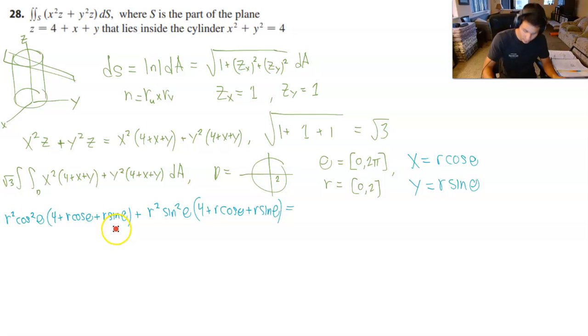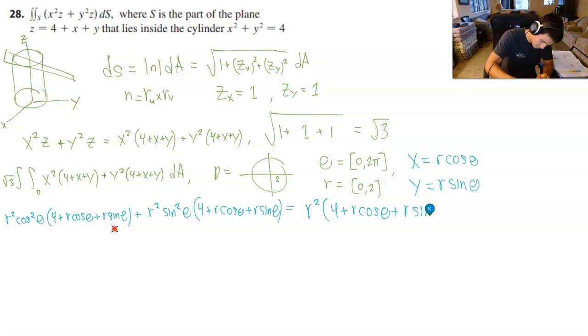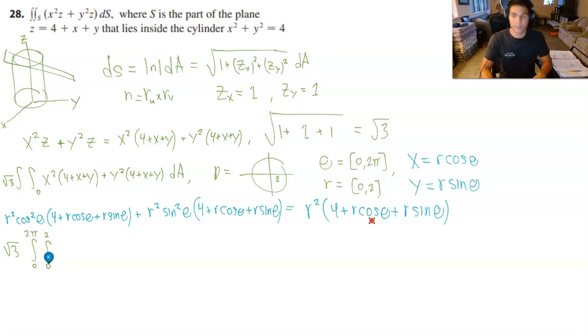So then we're left with what? Just r squared times 4 plus r cosine theta plus r sine theta. Okay, so this is our new integrand. Comes out really nice. Now I'm going to go back into green here. So we know that our new integral looks like this: square root 3 from 2 pi to 0, and from 2 to 0. And it's going to be r squared.